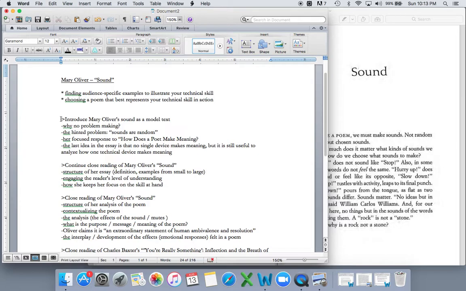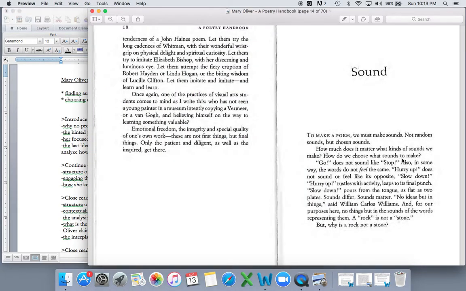But she does hint at the problem. There's a hinted problem in the very first line of the essay, and then also 2 pages later. And it's this idea of sounds being random or sounds not being random. And so we see it here at the beginning of the essay. She says, "To make a poem, we must make sounds. Not random sounds, but chosen sounds." So she's making this distinction between 2 different ways to think about how words make sounds.